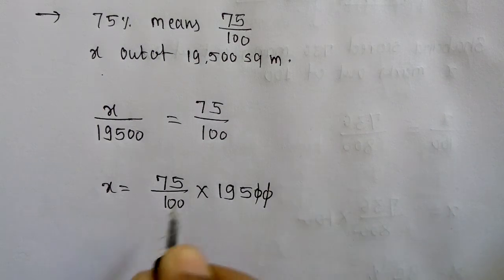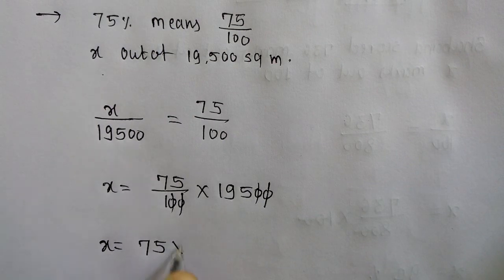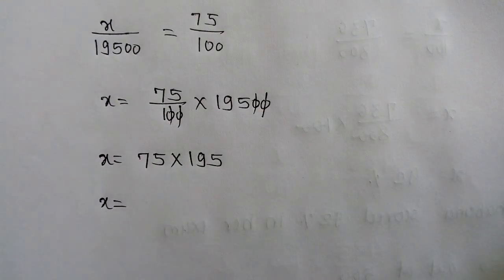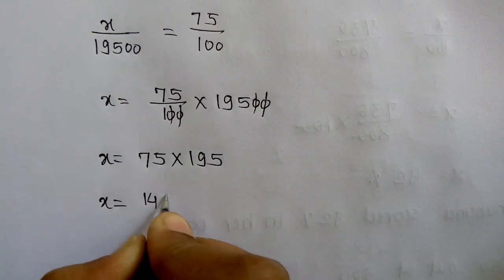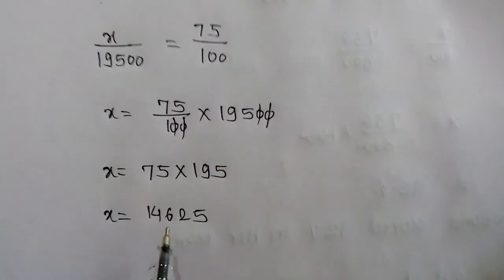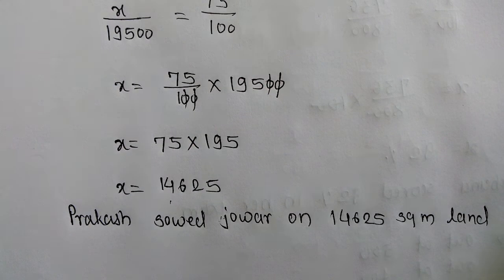See, these two zeros will go with these two zeros. Now here x is equal to 75 into 195. Now we will multiply these two numbers, then we will get the value of x. So x is equal to, the multiplication is 14,625. Okay. So what is this 14,625? It is Prakash sowed jowar on 14,625 square meter of his land. Means out of this much land he had sown 14,625 square meter land. Okay, this is our answer.